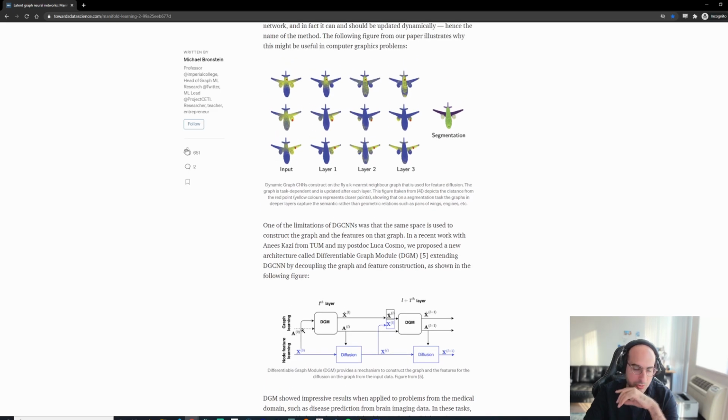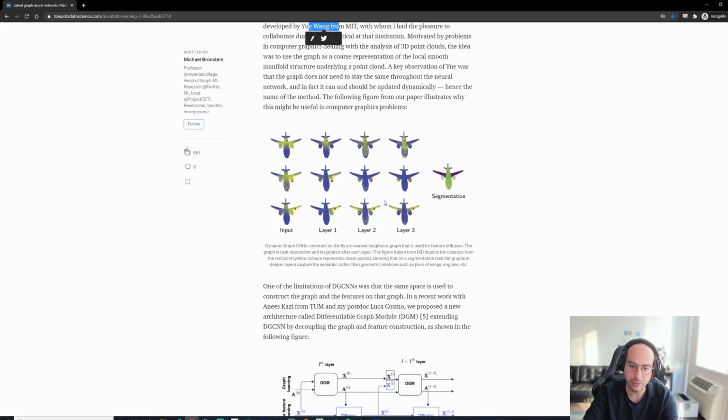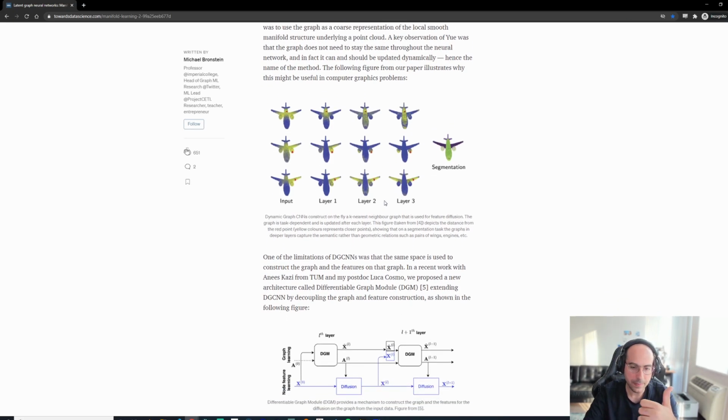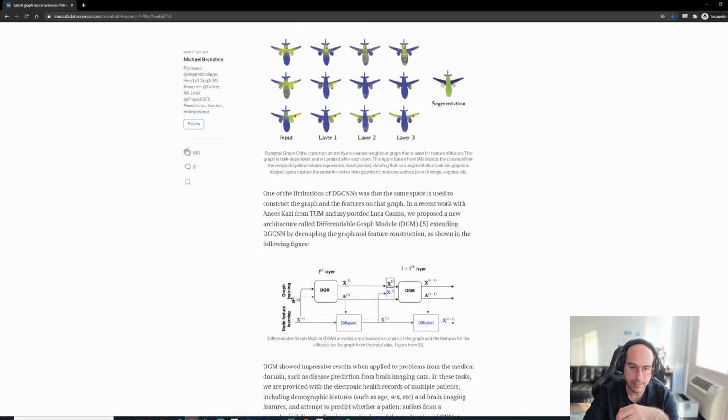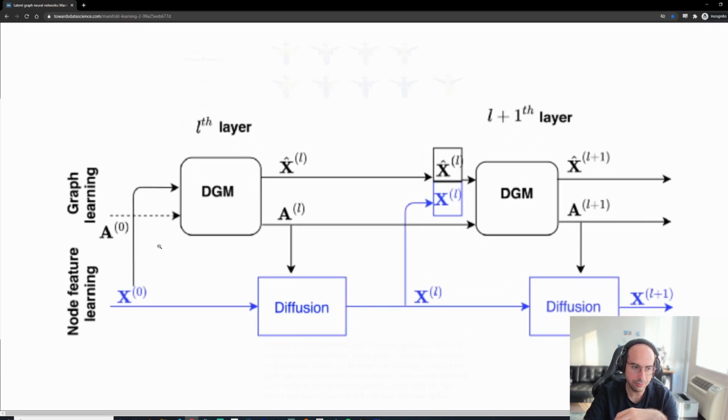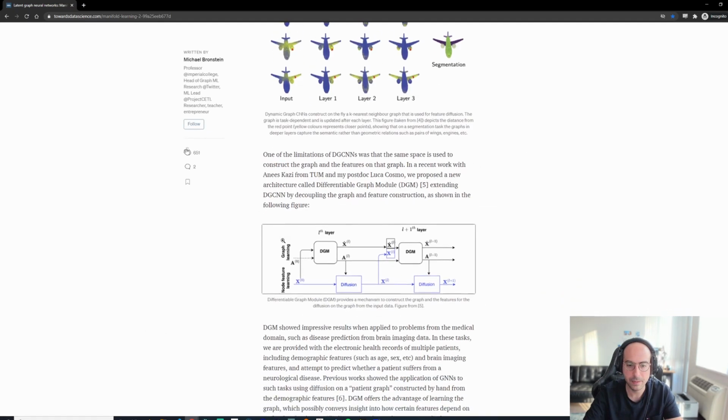As a follow-up work to this, there was a more recent paper, the differentiable graph module paper. This lets you separate out parts of the problem. In the dynamic graph CNN paper, you're learning the graph and the node features all at once. Whereas here, they separate out the node feature learning from the graph learning. That way it becomes more tractable, because you're reducing the dimensionality of the problem, and so it becomes easier to have things converge. But the core idea is the same.